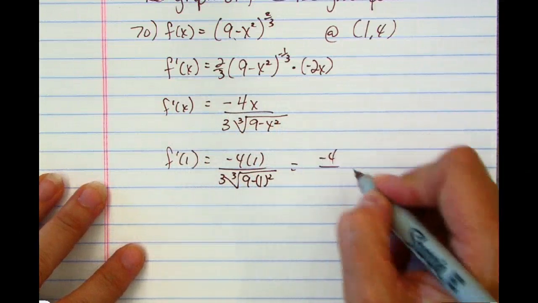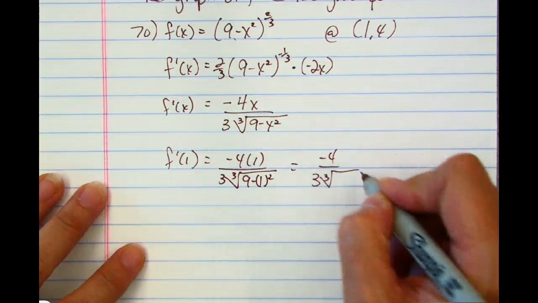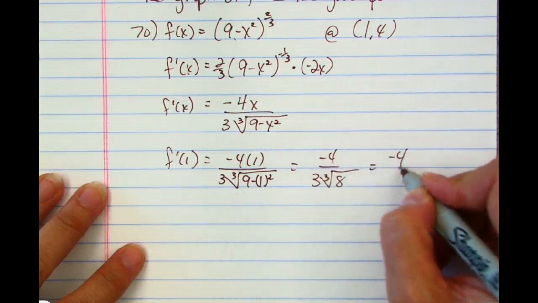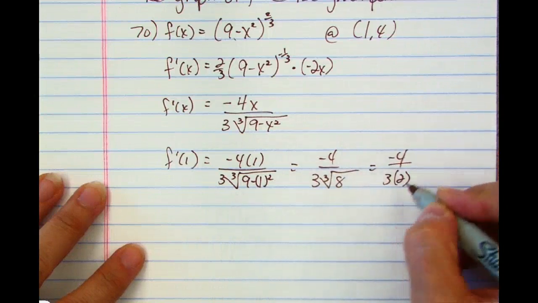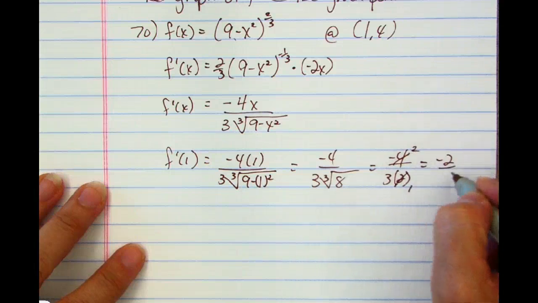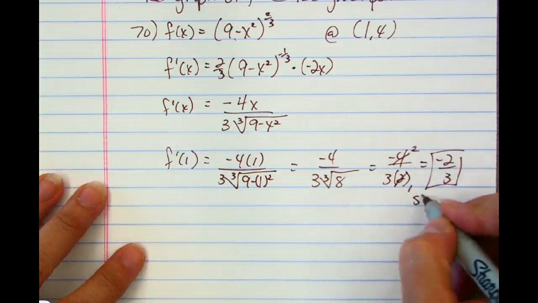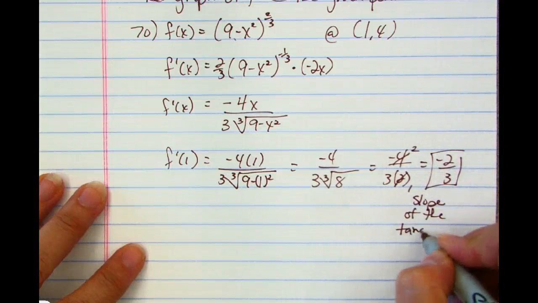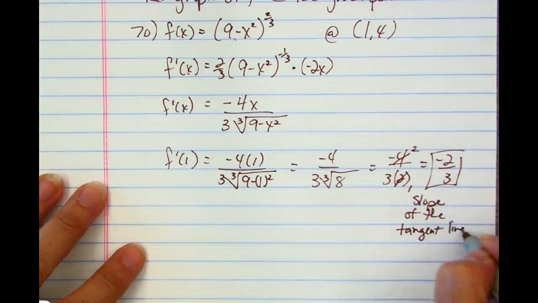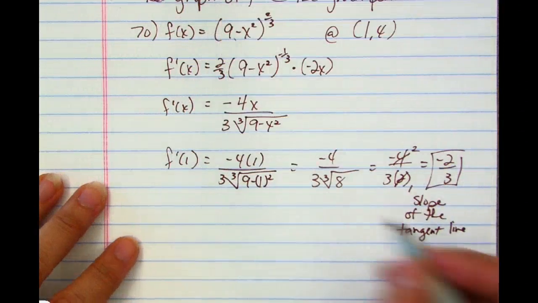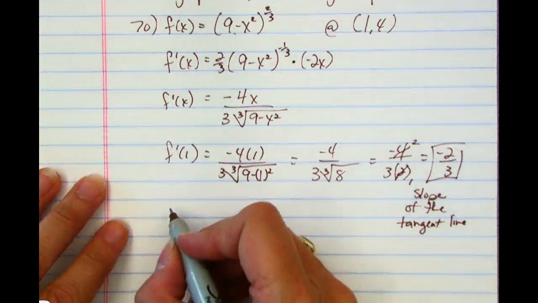So that would be negative 4 over 3 times, and 1 squared is 1, so 9 minus 1 is 8, and the cube root of 8 is 2. So negative 2/3. And what is this? The slope of the tangent line. But that's not what they asked me to do. They asked me to find the entire equation of the tangent line. So I'm going to put that in point-slope form.